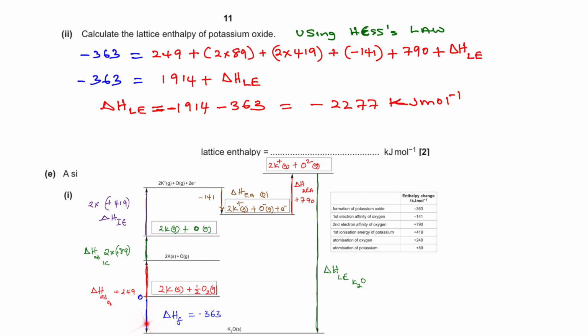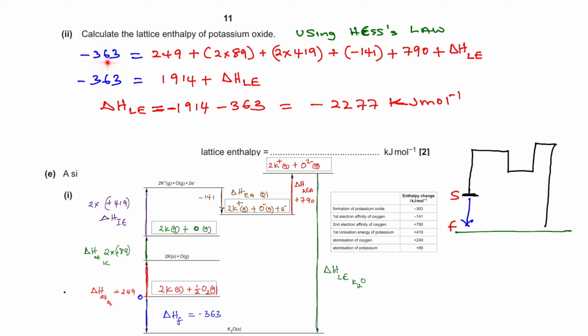So this is the direct route, and that's why minus 363, because that value is minus 363. And that journey is equal to that journey all the way there to there. So that's what Hess's law is saying. With Hess's law, I start here and I go all the way there. So I need to add all those together. That's the indirect route, and that equals the direct route. So that's what we're doing.